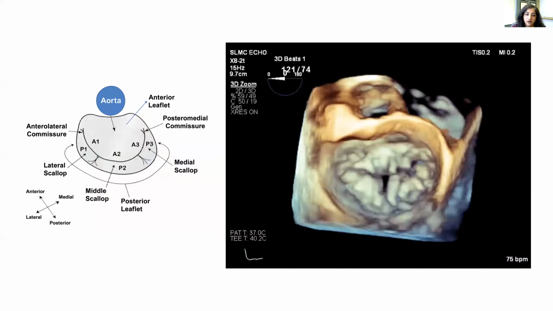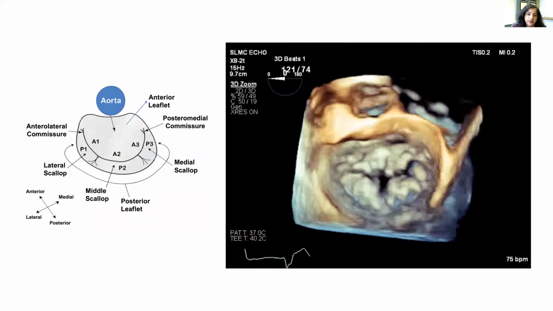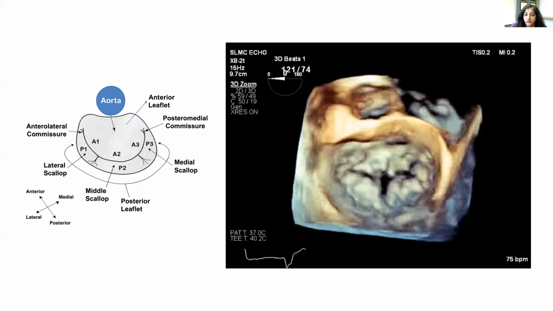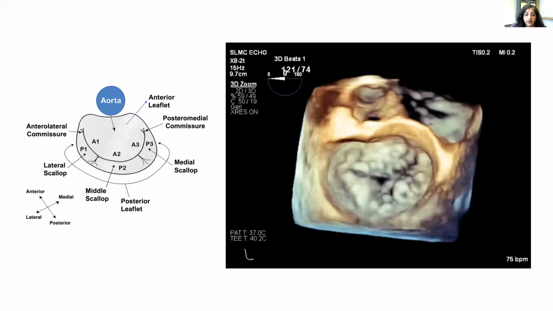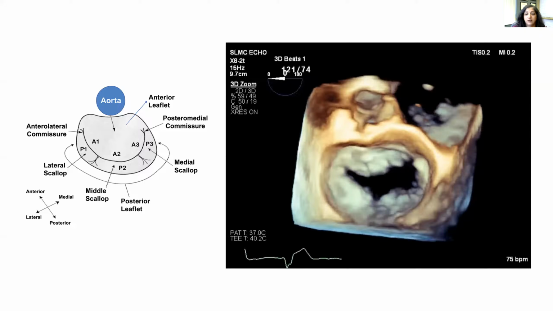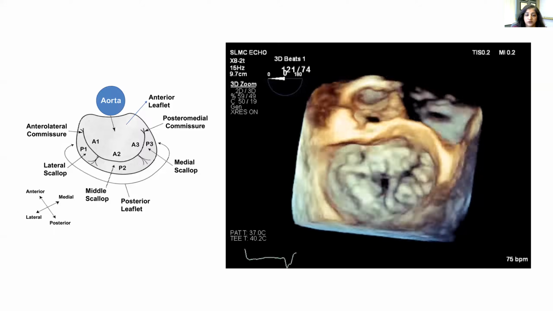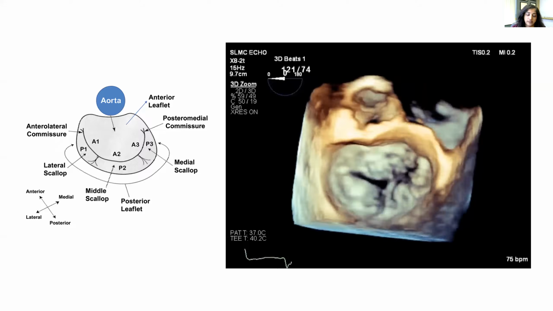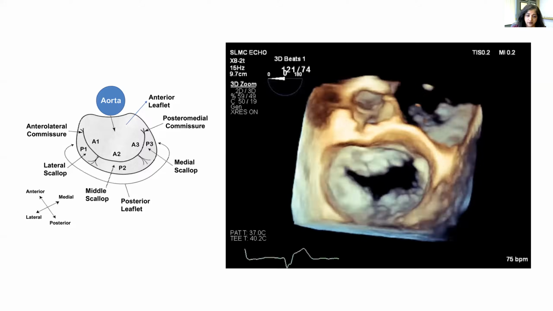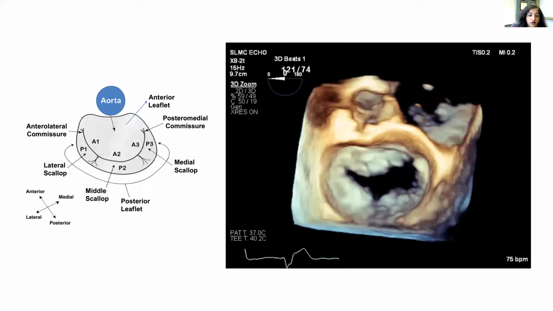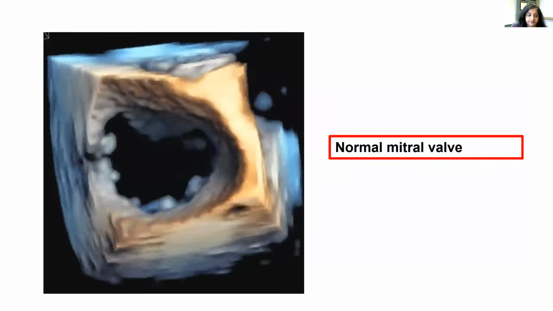Now we see here a normal mitral valve in 3D TEE. The aortic valve is on top. We see A1, A2, A3, P1, P2, P3. The left atrial appendage is not on the screen, but is on the left side. You see the septum, and you also see the tricuspid valve in the background. This not only gives you an understanding of the mitral valve in its entirety, but also of the mitral valve in relationship to other cardiac structures.